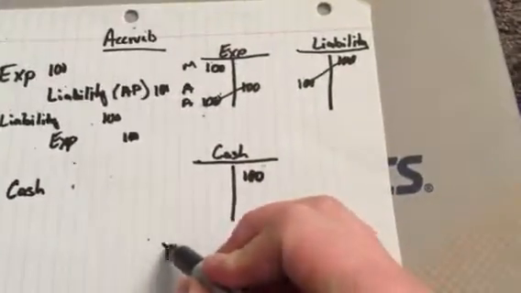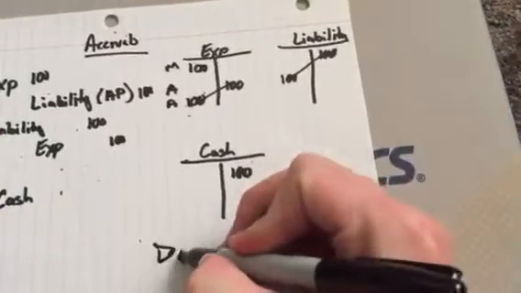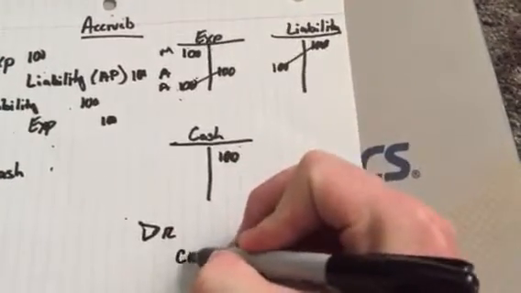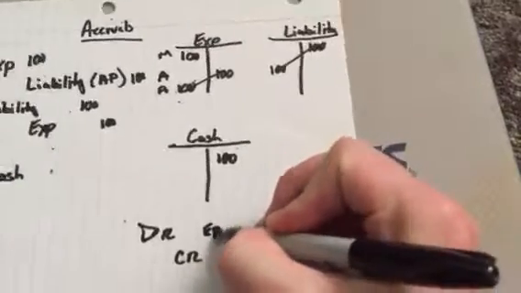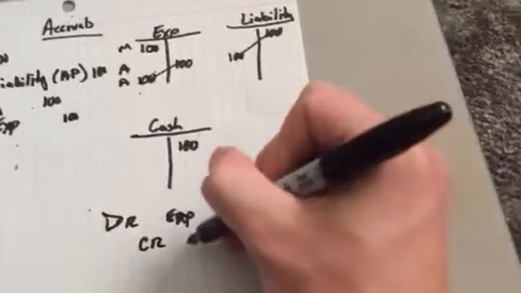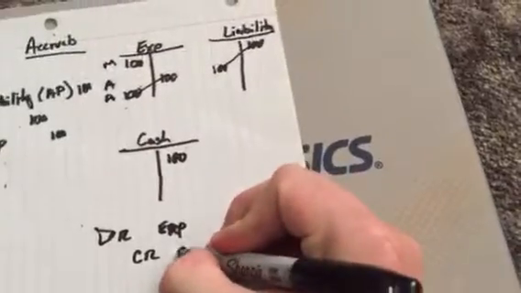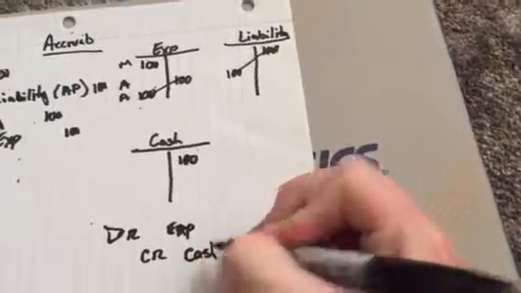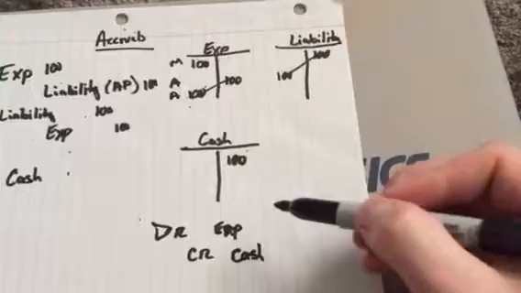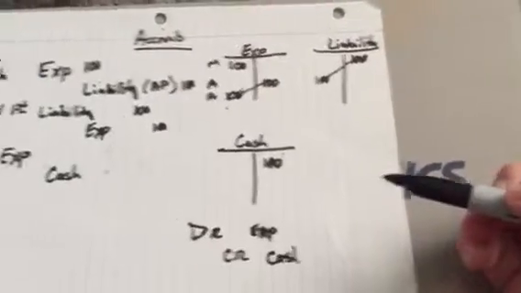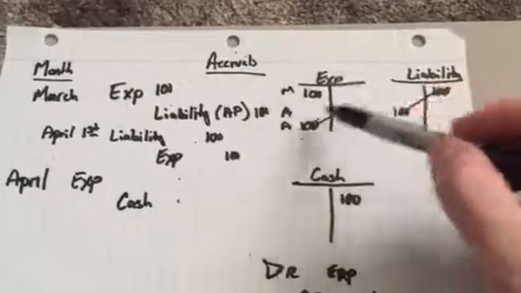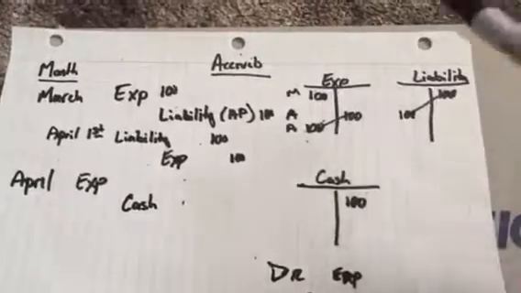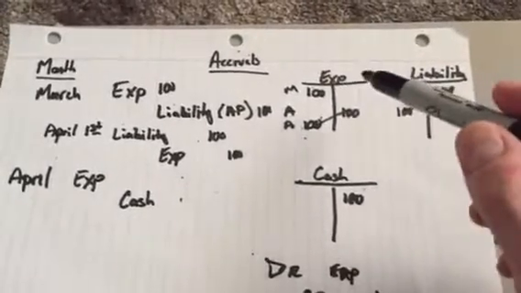Okay, and so now in the end result, although it's from March, we're stuck with a debit to expense and a credit to cash. Although the expense was in March and we paid it out in April, our profit and loss statement will still show that expense in March.